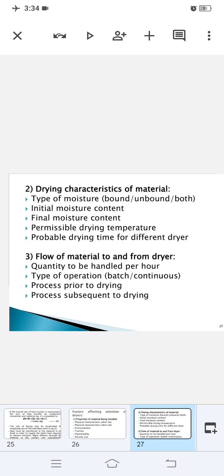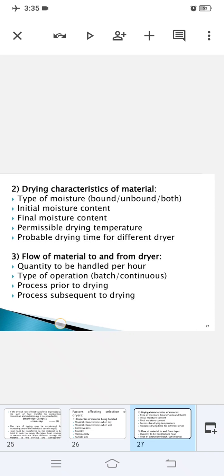Third point is the flow of material to and from the dryer. In flow of the material, what is the quantity to be handled per hour, meaning is it a large quantity product or smaller quantity product? What kind of operation is this, a batch production or continuous production? Then the process prior to drying: what are the various processes taking place just before drying? And the last one in this is the process subsequent to drying.